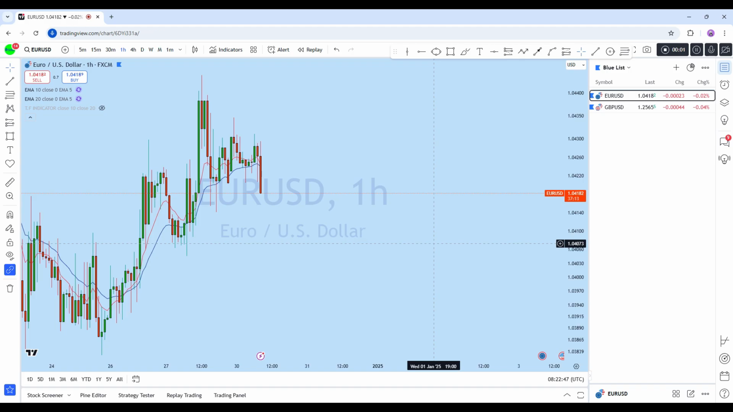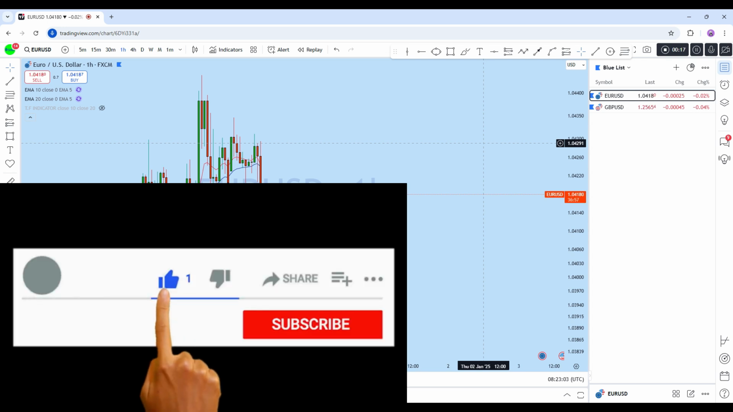Hello trader, I'm going to do a complete multi-time frame analysis on euro dollar and British pound US dollar. Let's see what kind of trading opportunity we have in both of these instruments, as euro dollar and British pound US dollar are showing significant trading opportunity on the lower time frame.